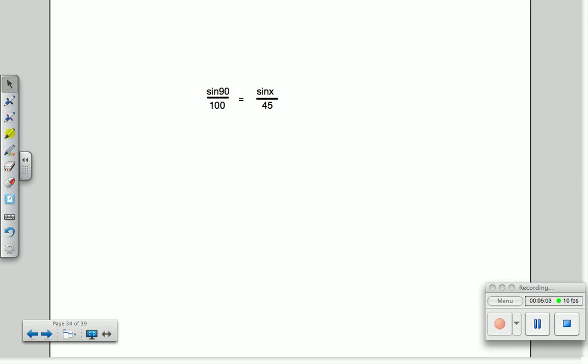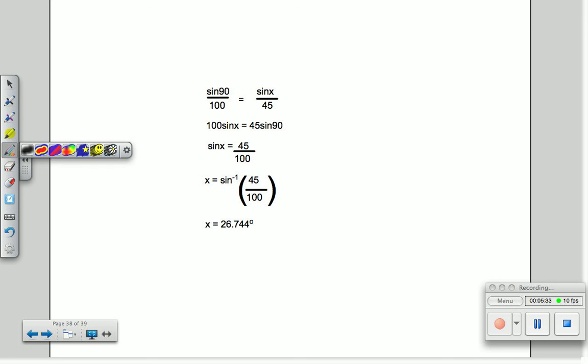The equation will be sine of 90 over 100 equals the sine of x over 45. When cross-multiplied, the equation becomes 100 times sine of x equals 45 times the sine of 90. When simplified, the equation becomes sine of x equals 45 over 100. To solve for x, take the inverse sine of 45 over 100. When solved, x equals 26.744 degrees. So the maximum angle the ball could have gone is 26.744 degrees.